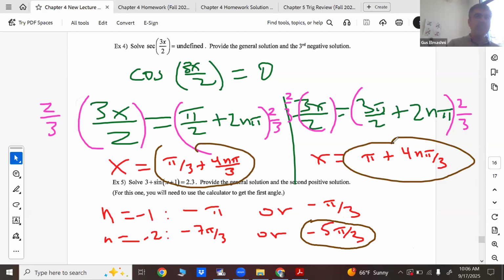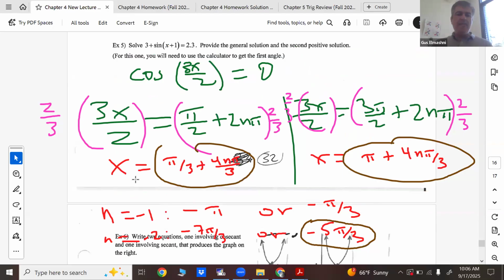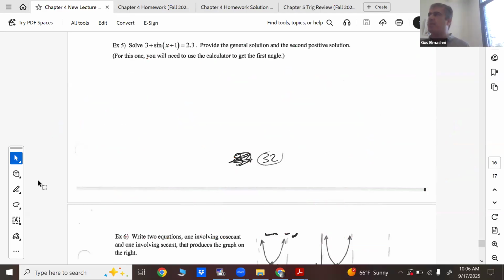All right, now let's do example 5. Now this one you're going to need a calculator. So you may want to get a graphing calculator if you have one, or a scientific one at least. And this one, you don't necessarily have the safety net of thinking about the unit circle. So you really have to trust the calculator.